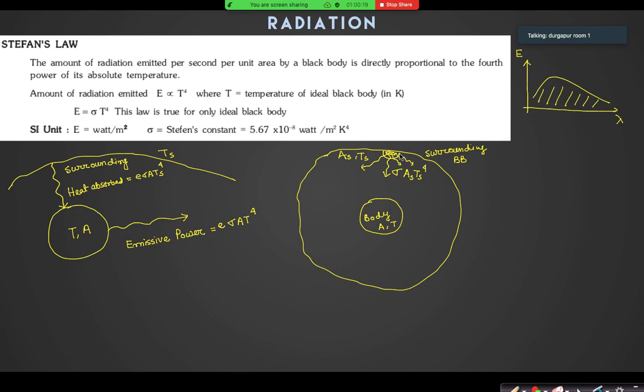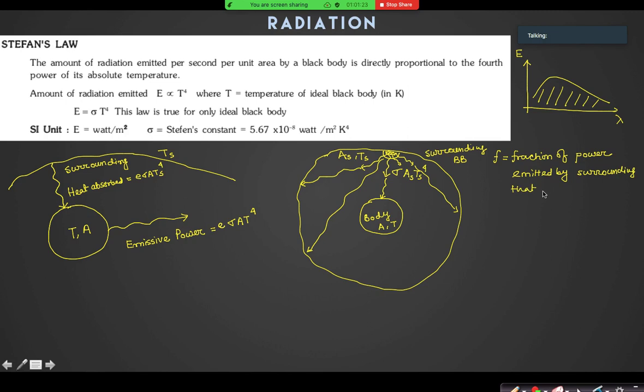Can you understand what I have drawn here? A small body can emit radiation in a hemispherical manner. So few radiation is again going to hit back the surface itself, and few radiation is going to hit the body. So let us assume that F is the fraction of the power emitted by the surrounding that hits the body.